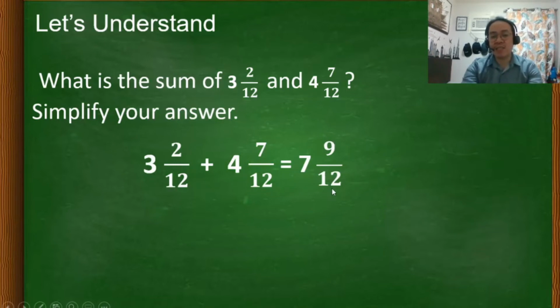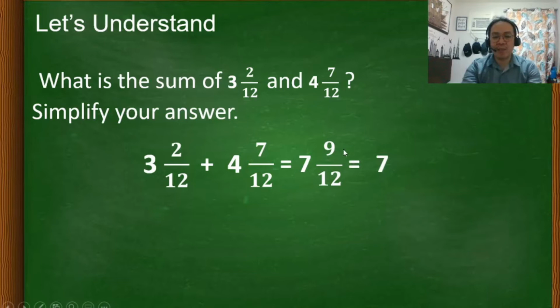If your answer is yes, you got it right. Si 9 and 12 ay meron pa siyang GCF. Ano yung GCF niya? GCF niya ay 3. So, we will be writing 7. Then, express this one in lowest term.